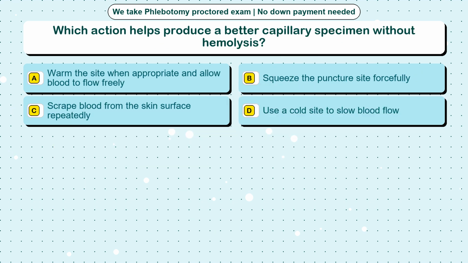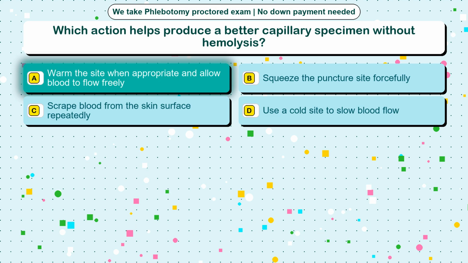Question 75. Which action helps produce a better capillary specimen without hemolysis? Option A. Warm the site when appropriate and allow blood to flow freely. Option B. Squeeze the puncture site forcefully. Option C. Scrape blood from the skin surface repeatedly. Option D. Use a cold site to slow blood flow.